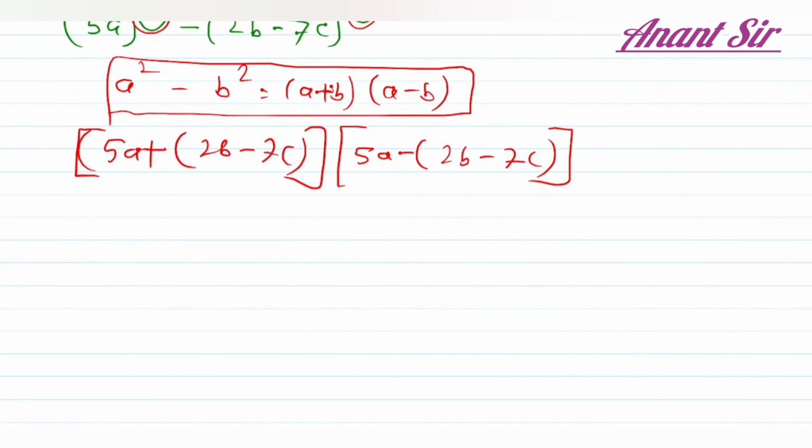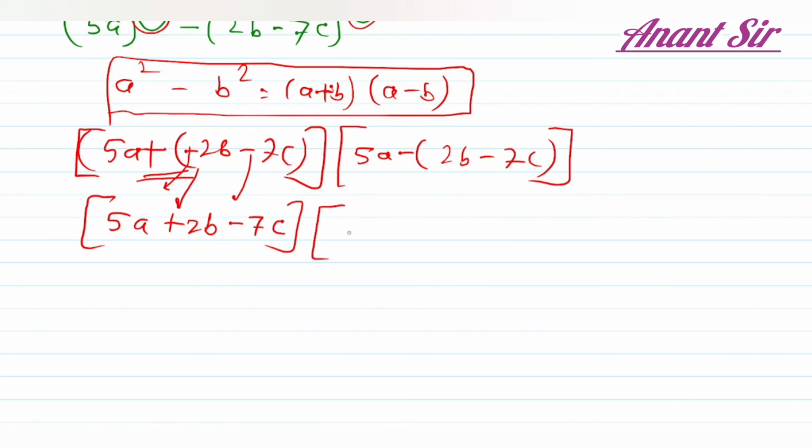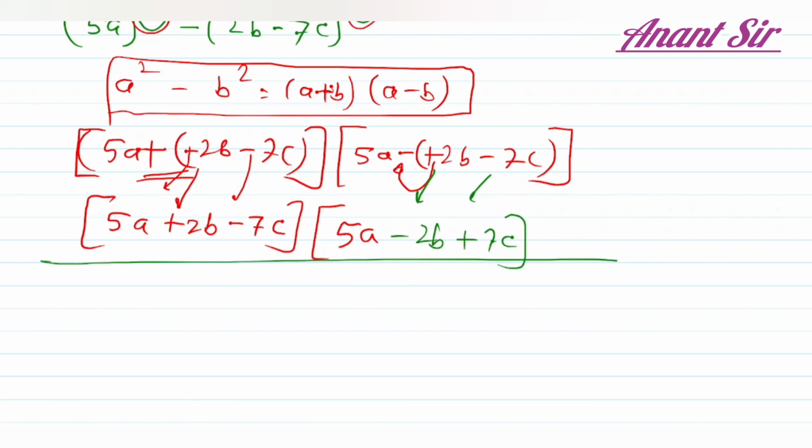Now if you take out these brackets, what will happen? Nothing will happen in the first bracket as there is positive sign in front of the bracket. So whatever signs are there inside, they will remain the same. But when you solve the second bracket, there is negative sign in front of it. So all the signs inside should change. So this plus 2b will become minus and minus 7c will become plus. So this is our final answer, friends, for this question.